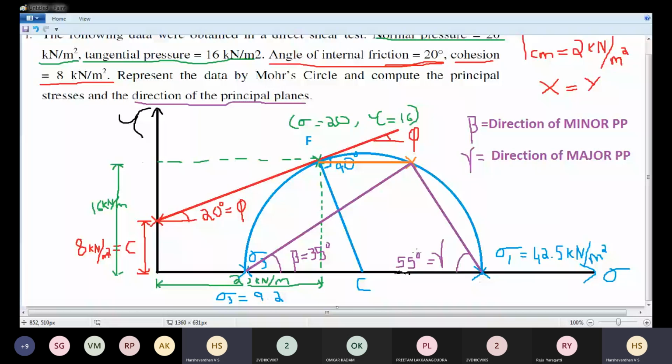We are asked to represent the data by Mohr circle, and we are asked to compute principal stresses. So minor principal stress, sigma 3, is 9.2. Major principal stress, sigma 1, is 42.5. Direction of minor principal plane is 35 degrees. Direction of major principal plane is 55 degrees.